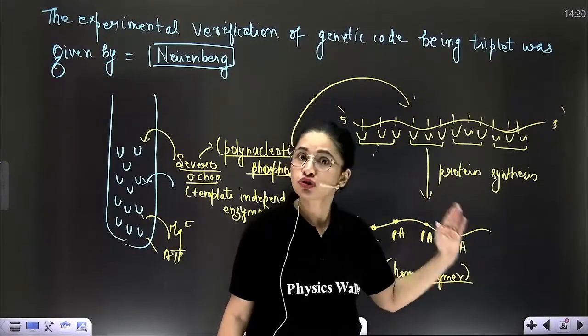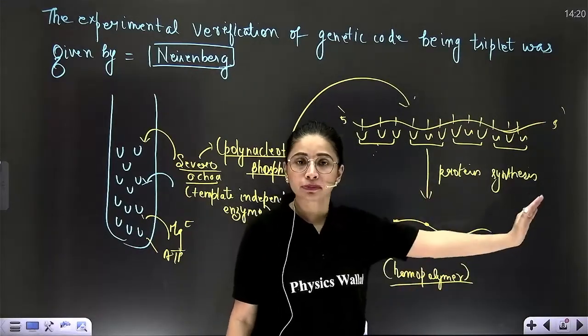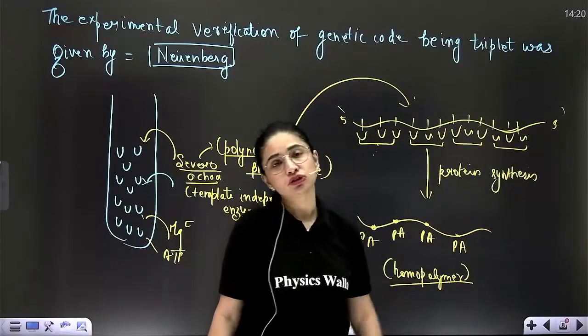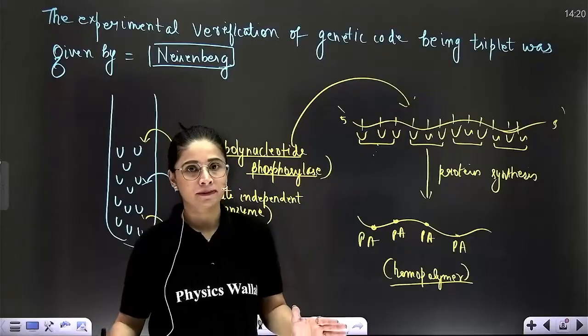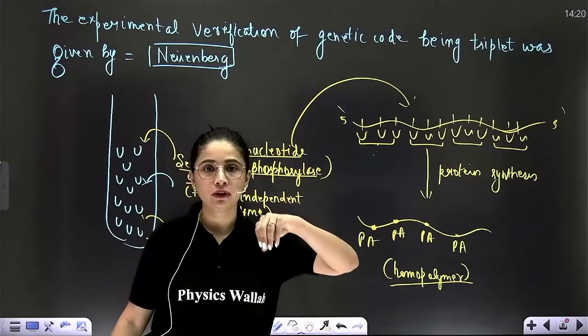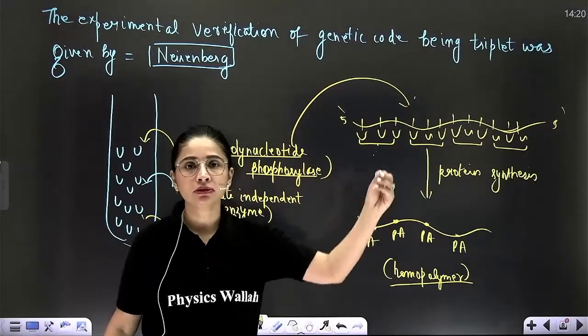But no, it is not happening. Every time triple U is coming, every time it is coding for phenylalanine. That means it is specific, it is unambiguous. One codon will only code for one amino acid.